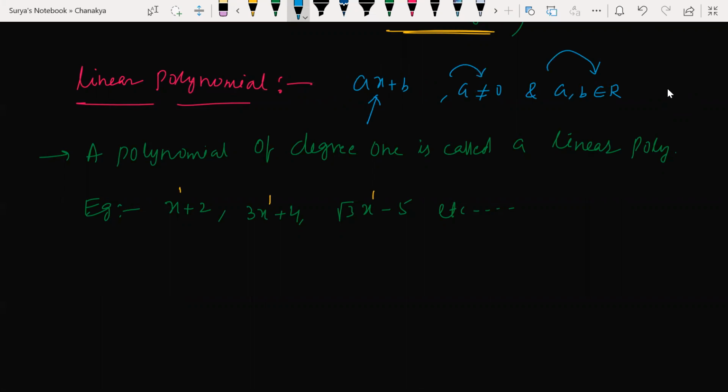Why shouldn't a be equal to 0? If a is equal to 0, beta, the polynomial becomes what? A constant polynomial, and the degree of a constant polynomial becomes 0. Then you cannot call that a linear polynomial. For calling an expression a linear polynomial, your degree must be 1. So the condition for writing a linear polynomial is ax plus b. Is it clear? Clear, sir.